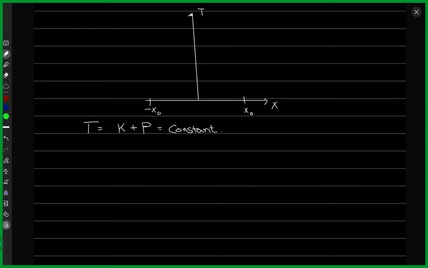It should be a constant number, right? So suppose the total energy will obviously be greater than zero. That's clear to everyone, right? The total energy of the system will not be zero.